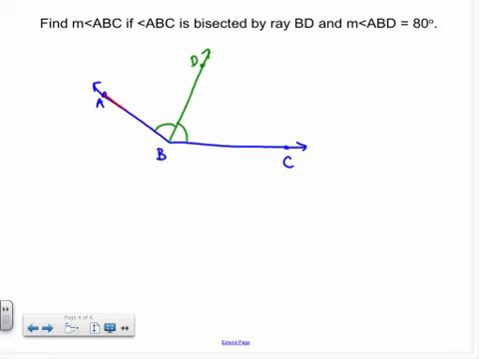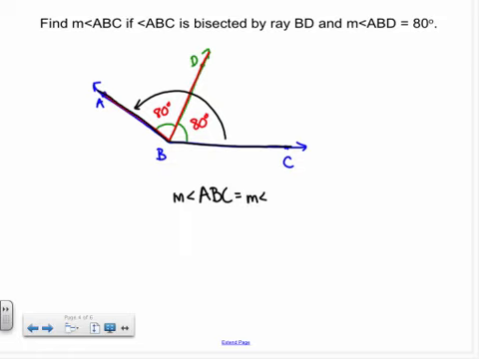And I'm also told in my problem this time that the measure of angle ABD, that smaller angle, is 80 degrees. Then I know because these angles are congruent, angle DBC also has to be 80 degrees. And in this problem, I'm looking for the measure of the larger angle, angle ABC. There are a couple of different ways we can look at this. First, we can use the angle addition postulate that we learned in the last chapter.